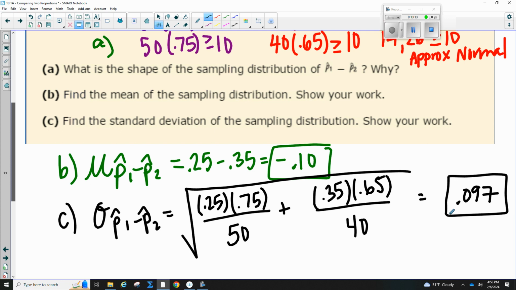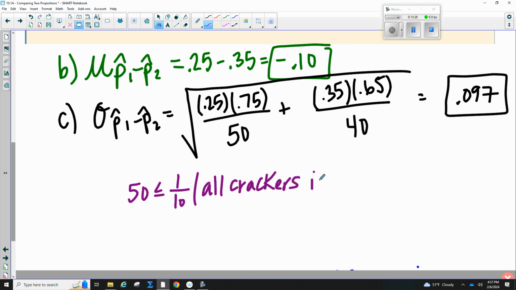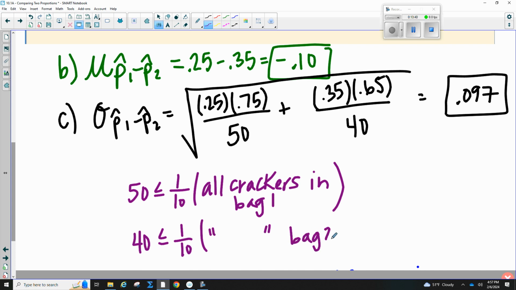Okay, now anytime you do this formula, you have to check 10%. So don't forget that we have to do 50 is less than or equal to a tenth of all crackers in bag one. All right, so we can assume 500 crackers in bag one. And for the second one, 40 is less than or equal to, and you can do these little quotation things, okay, a tenth of all crackers in bag two. So we'll assume at least 400 crackers in bag two.